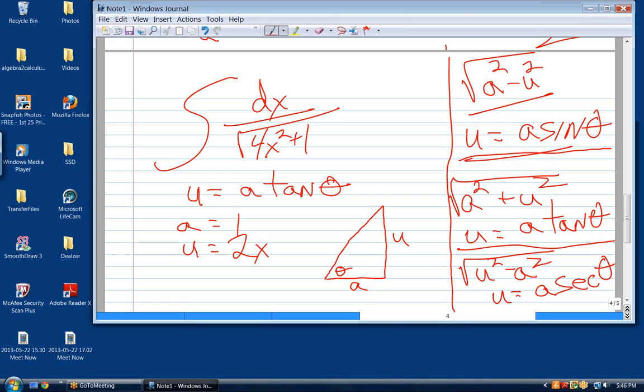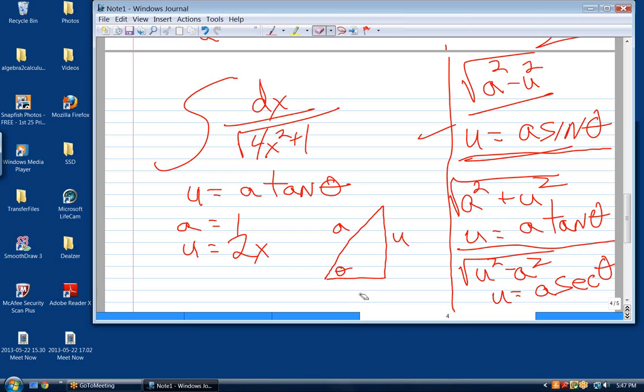I did it wrong on the last problem, didn't I? What, your a and u? Did I let x equal a sine of theta? I guess I did it right. When I drew my triangle, I drew it like this instead of putting the a there. That's where the a belonged. For this first case, if you're letting u equal a sine theta, that means sine theta is u over a, so I would have dimensioned it this way. I did the first one wrong.